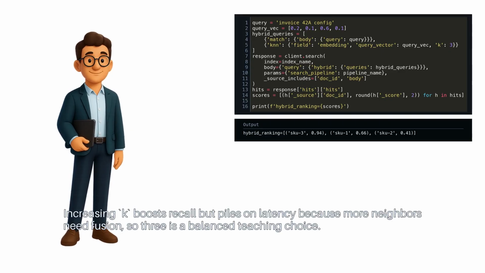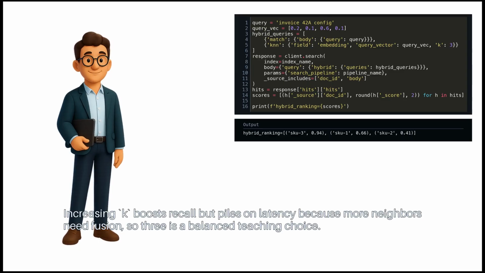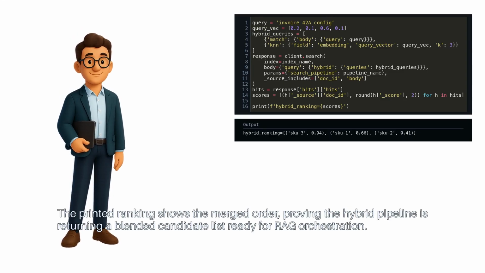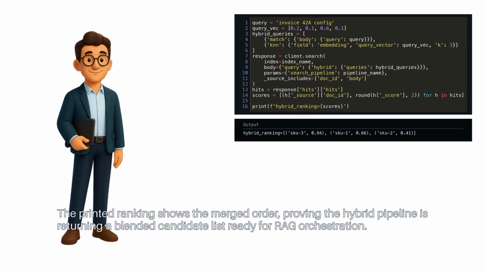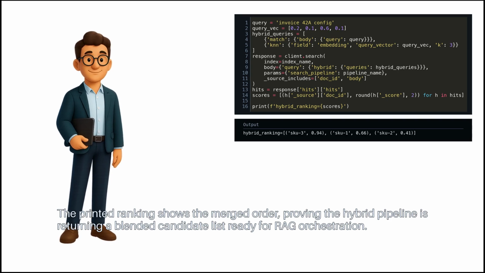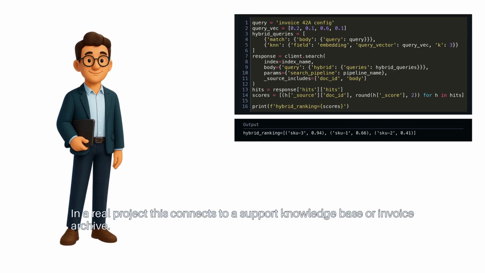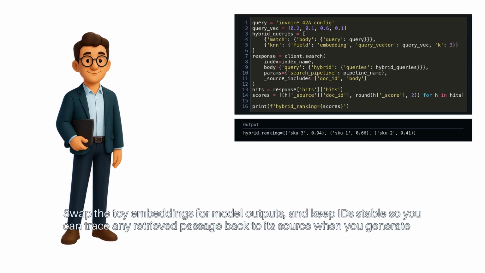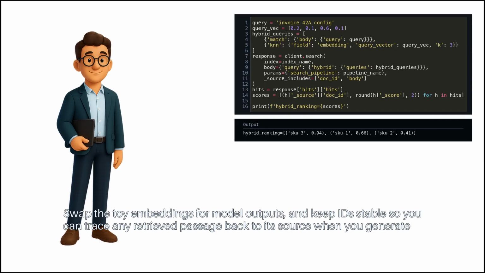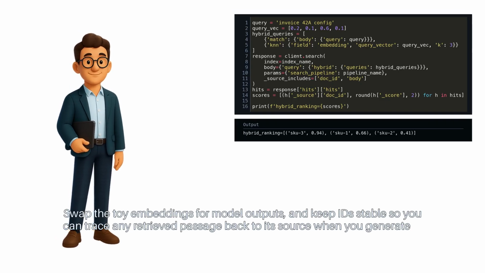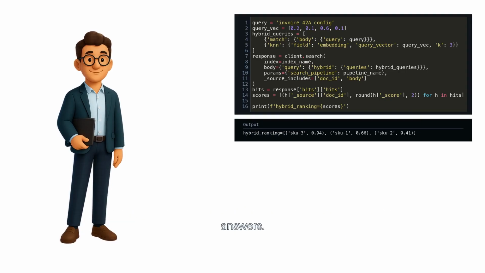Increasing k boosts recall, but piles on latency because more neighbors need fusion. So 3 is a balanced teaching choice. The printed ranking shows the merged order, proving the hybrid pipeline is returning a blended candidate list ready for RAG orchestration. In a real project, this connects to a support knowledge base or invoice archive. Swap the toy embeddings for model outputs and keep IDs stable so you can trace any retrieved passage back to its source when you generate answers.